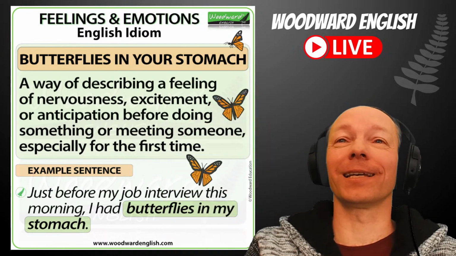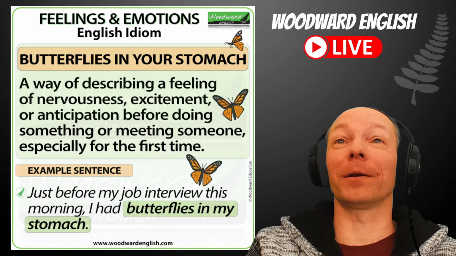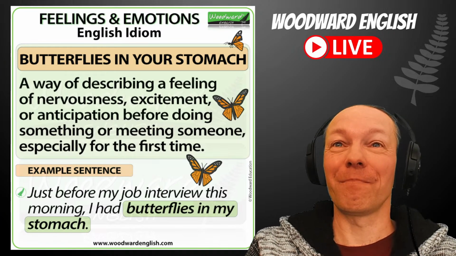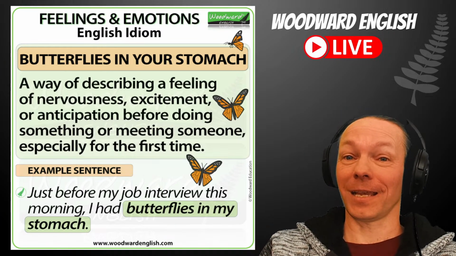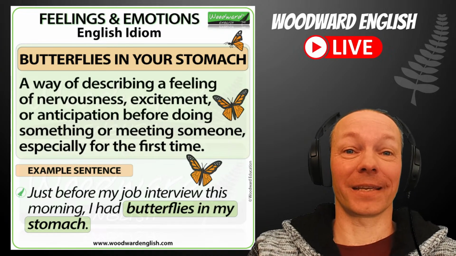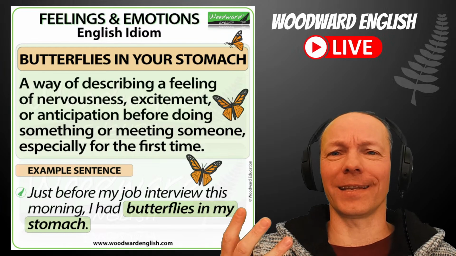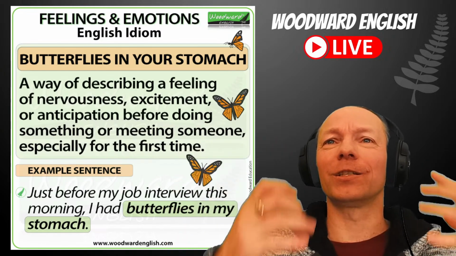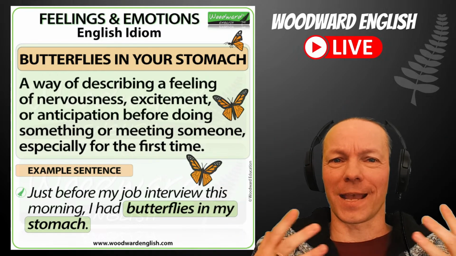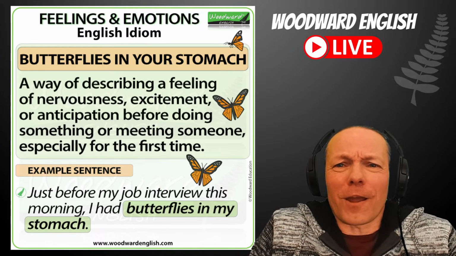So, example sentence: Just before my job interview this morning, I had butterflies in my stomach. Okay? So that's the example sentence. This means I was nervous and maybe excited at the same time about having a job interview. It felt like there were little small butterflies flying inside of my stomach.